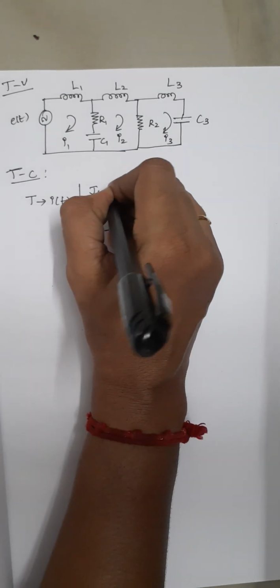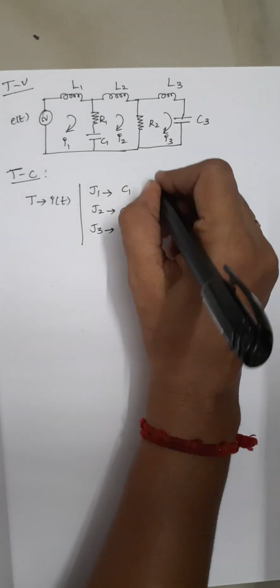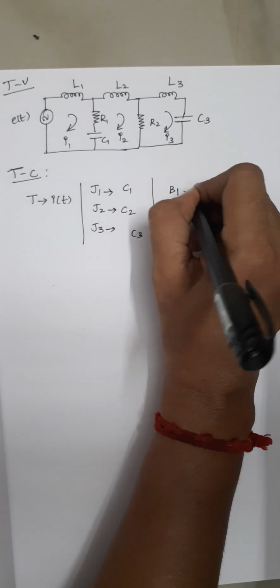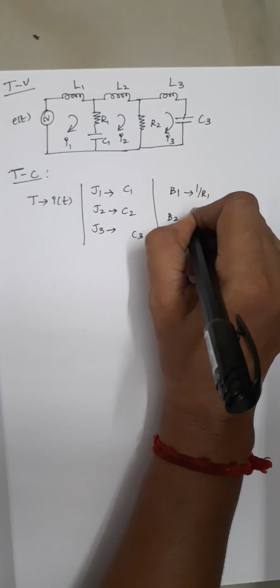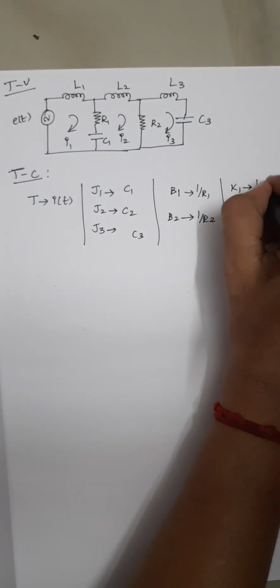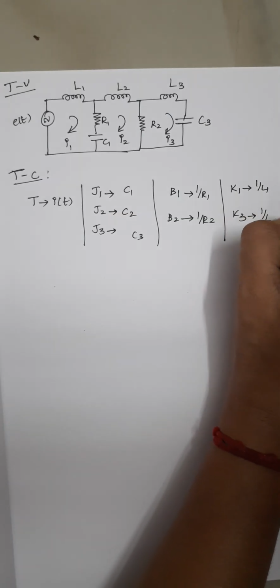These are represented as respectively C1, C2, C3, and next we are having B1 and B2. So B1 and B2 are represented as 1 by R1 and 1 by R2, and again K1 is represented as 1 by L1 and K3 is represented as 1 by L3. And apart from this we are having omega 1, omega 2 and omega 3, and these are represented as V1, V2 and V3.